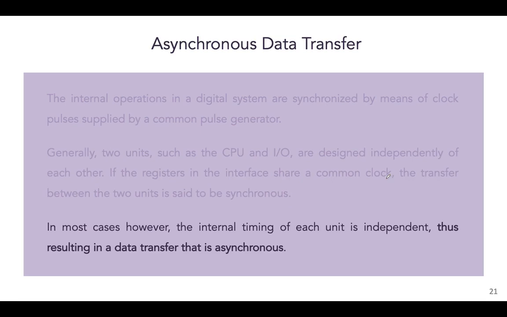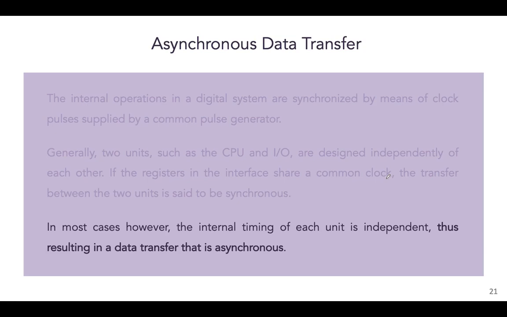In most cases, however, the internal timing of each unit is independent. And that actually makes more sense because these components are designed independently of one another. They operate in different ways. They generate different electrical pulses. Their data transfer rates are different. So everything about them is different. So it makes sense that they run independent of each other, right? Their internal clocks and their timing signals are not uniform.